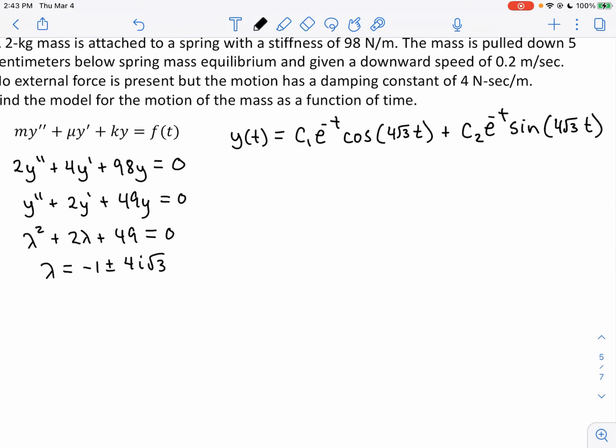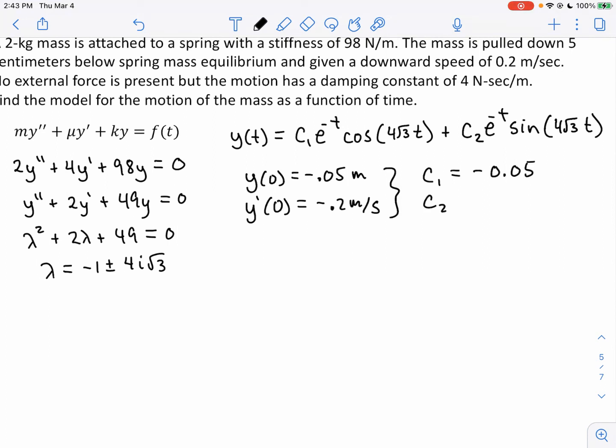Now to save time, I've already gone ahead and worked out the initial conditions to get what C1 and C2 are. And you can confirm this by using Wolfram Alpha or something else to solve these differential equations really fast. But we know that y of 0 is -0.05 meters, and y prime of 0 is still the -0.2 meters per second. And when you solve for C1 and C2, we wind up getting that C1 is still -0.05, and C2 will wind up being -1/16 radical 3.